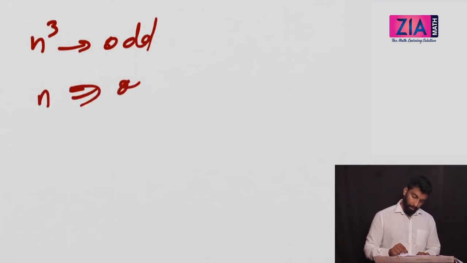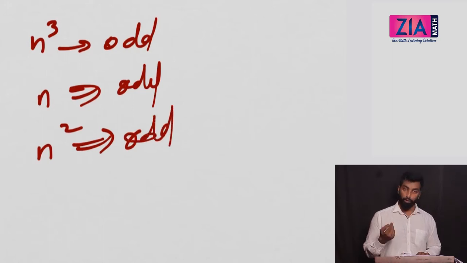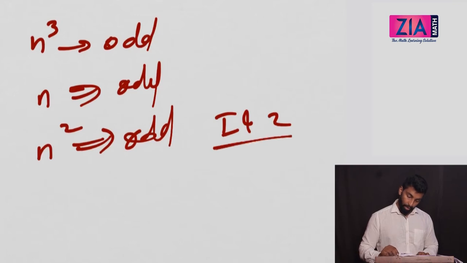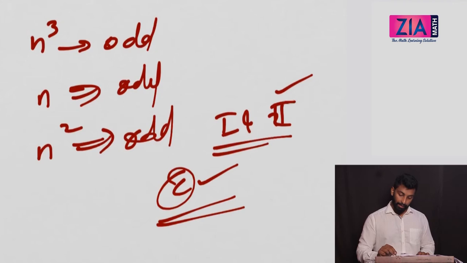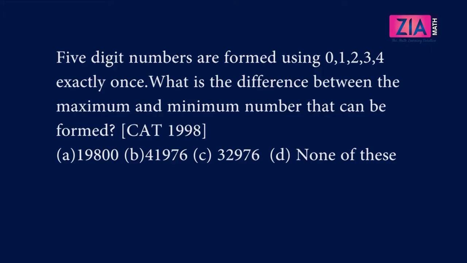Now here, if n cube is odd, it means n is also odd. So n square will also be odd. Odd into odd will always be odd. Okay. So here 1 and 2 are the only correct ones. So you'll pick C as the correct answer. Okay. So only 1 and 2 are correct here. So you'll pick C as the correct answer.